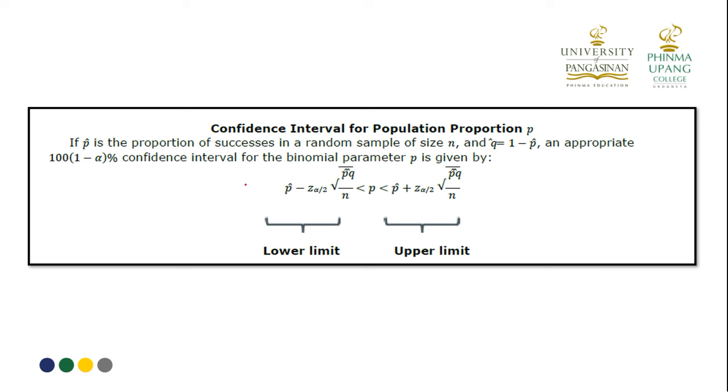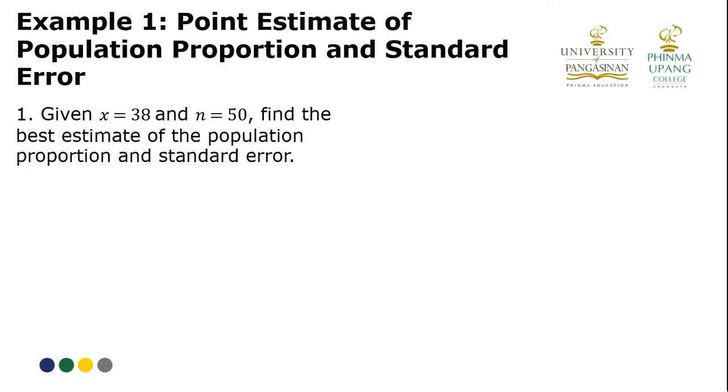O, yan o. Lower limit yan. O, paulit-ulit, di ba? Upper limit yan. Ano ba ang difference ng lower at upper? If it is lower, sir, it has a minus sign. Sir, if it is upper naman, it is addition. Now, let's move on to the problem.